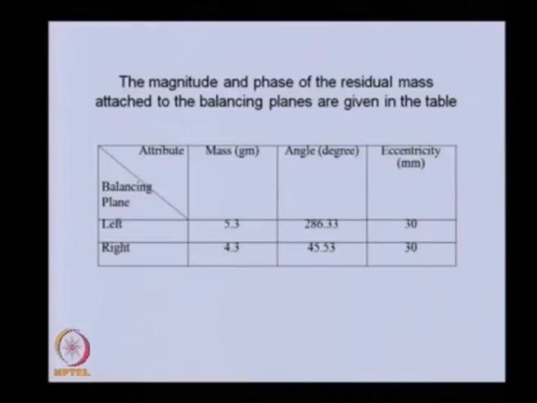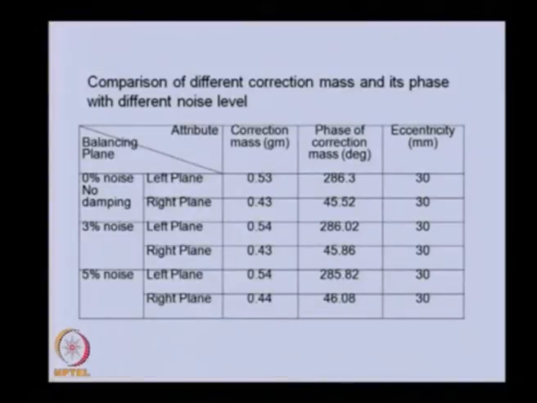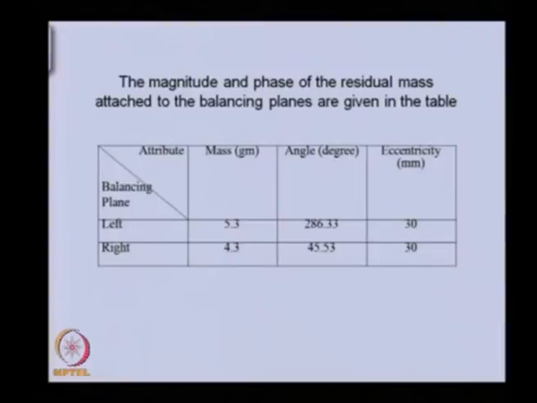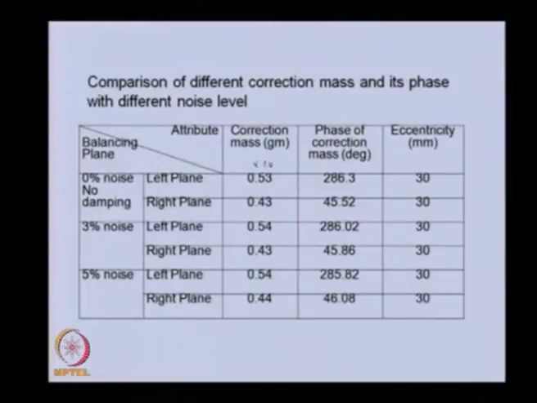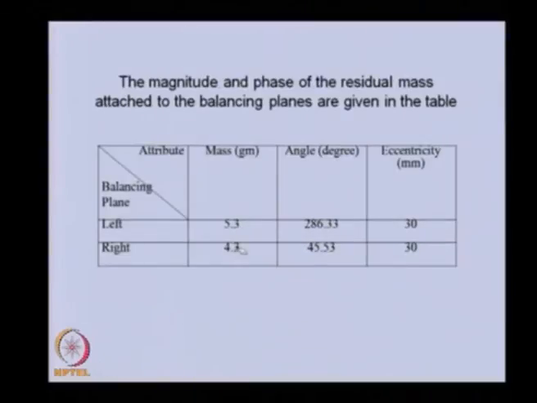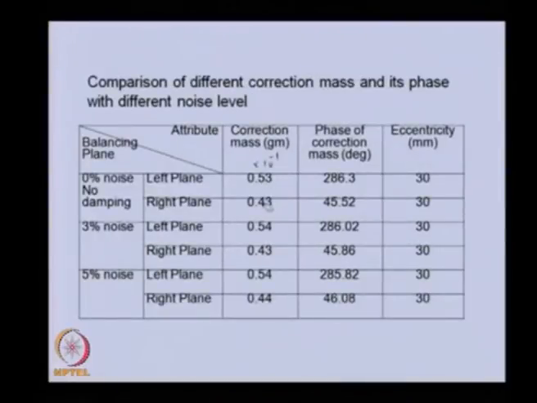You can see 5.3 to 5.6 around, with a factor of 10⁻¹ in this. All are 5.3, 4.3 like this, so they are matching quite well with the assumed value. These are the assumed residual unbalances in the left plane and the right plane of the disc, and these are estimated using the influence coefficient method directly from the responses. So they are matching quite well.